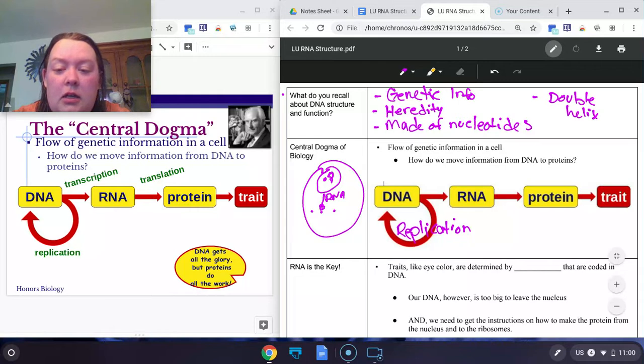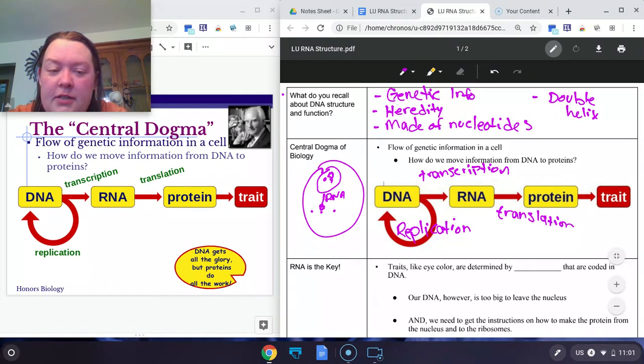When DNA is rewritten into RNA, that process is called transcription, in which the information held in the DNA is given to RNA. So it's just rewritten as a molecule of RNA, but it contains the same important information. Then the information in the RNA is made into a protein, and that process is called translation. And then our proteins give us our traits. And this is called the central dogma of biology because this process makes us who we are.